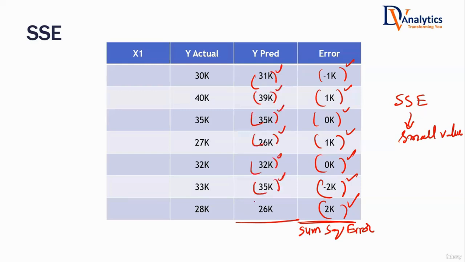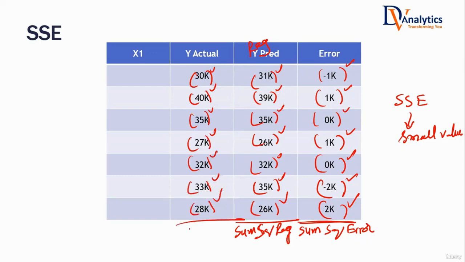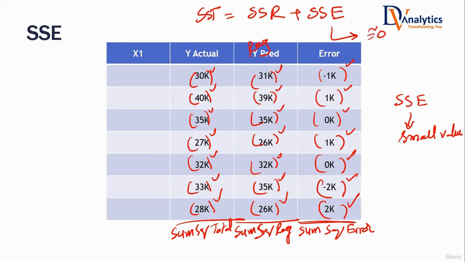If you take the values of Y predicted and take the squares of them, these are known as regression predictions, isn't it? The sum of squares of all those is known as sum of squares of regression predictions. If you take the actual values of Y and take the squares of them, that summation is known as sum of squares of total. There is some theory which proves that sum of squares of total is equal to sum of squares of regression prediction plus sum of squares of error. So once again, sum of squares of error has to be as small as possible, as near to zero as possible for a good model.